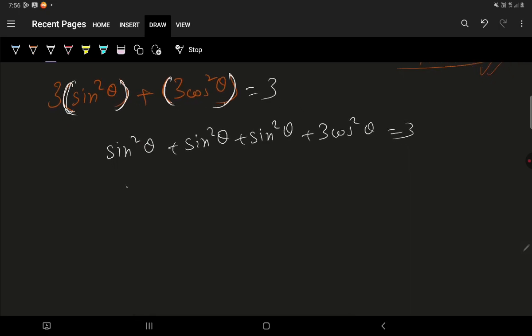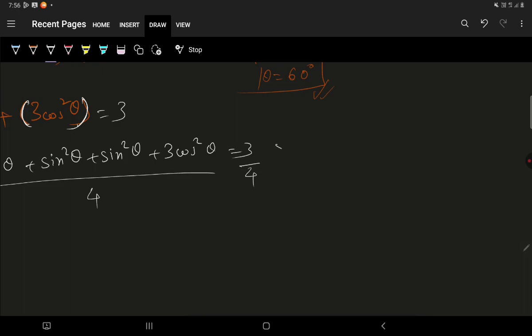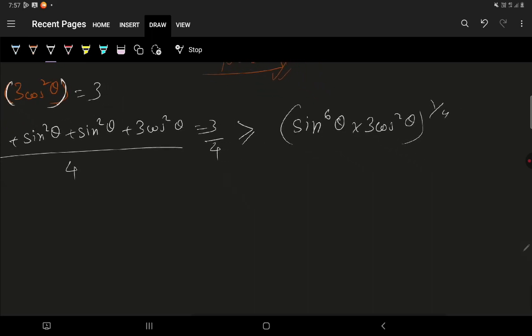Now AM-GM says that the sum by 4, because the number of terms I am considering is 4, is greater than or equal to the product of each of the terms to the power 1 by 4, which will come out to be sine to the power 6 theta into 3 cos square theta, whole to the power 1 by 4. Or you can write that it is equal to sine cube theta into 3 cos square theta, whole to the power 1 by 4, and the 3 outside will have 3 to the power 1 by 4, right? Got it? So basically we are interested in maximizing this term, right?